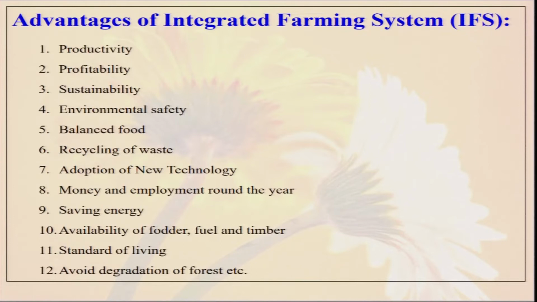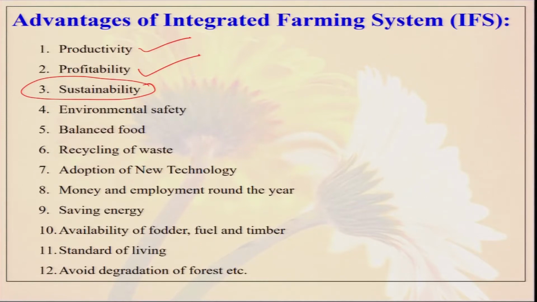So, these are the different advantages of the integrated farming system. First, the productivity is enhanced, because we are getting different types of crops, different types of livestock. Second is the profitability, because our cost is minimized. We do not have to purchase from the outside. Then sustainability is a very important factor. If we are taking the same crop over the years without taking any care of the soil, after some years our yield may be low. So, that system is not sustainable.